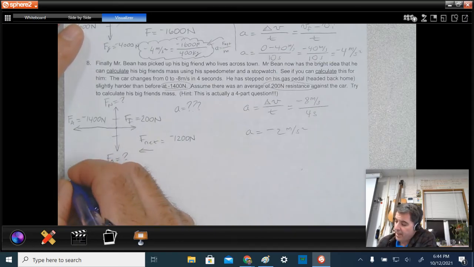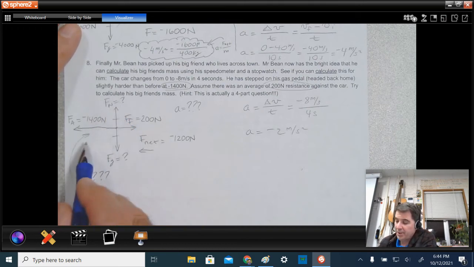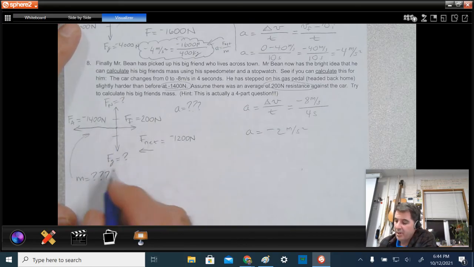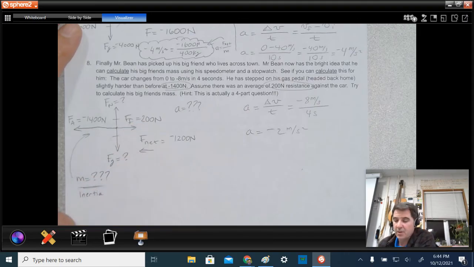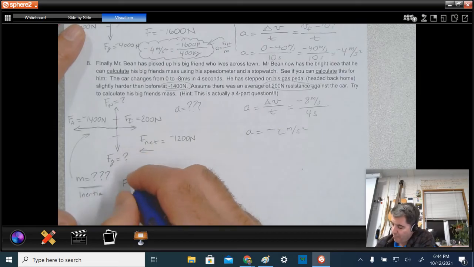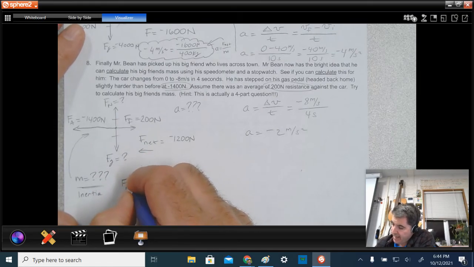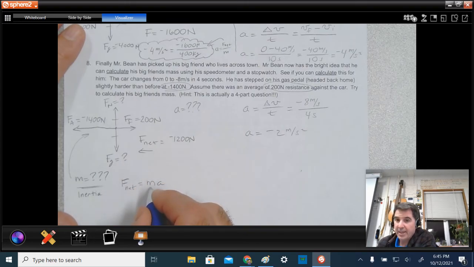Well, we're only really looking at the sideways. We're not looking at the vertical yet. And in the sideways motion, this mass is what's called inertia. And inertia resists motion. So I have this equation that says F net is equal to mass times acceleration, and that's my inertia. In this case, I want to find the mass, right? So do I know the net force? I do know the net force. Do I know the acceleration? I do know the acceleration. So now finding the mass will be really easy.